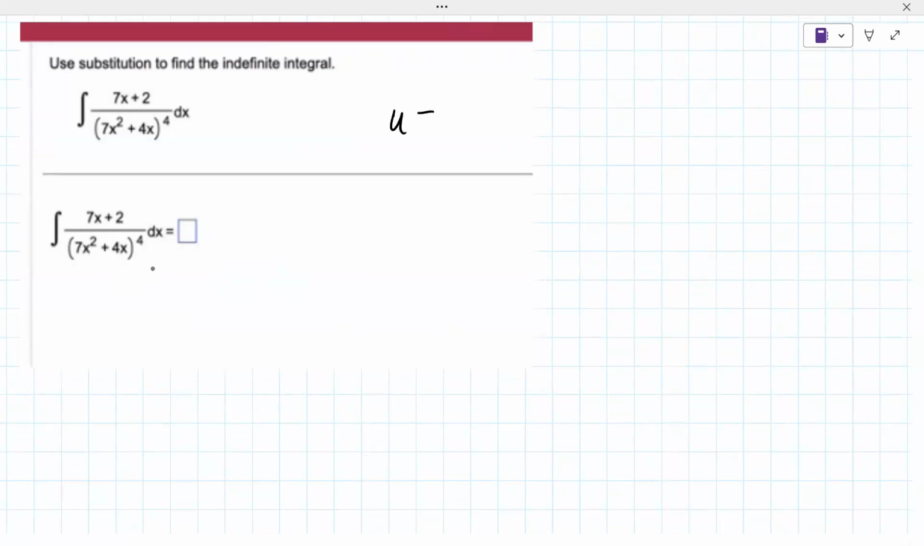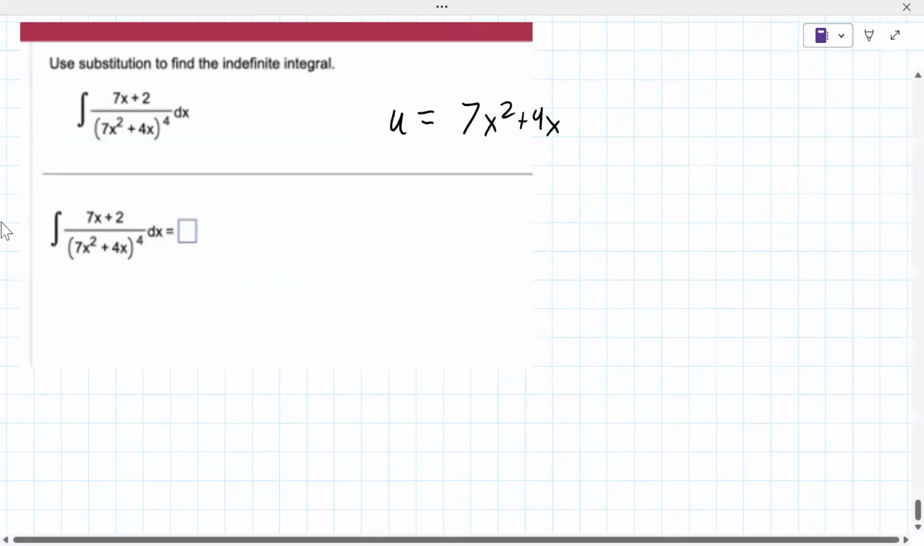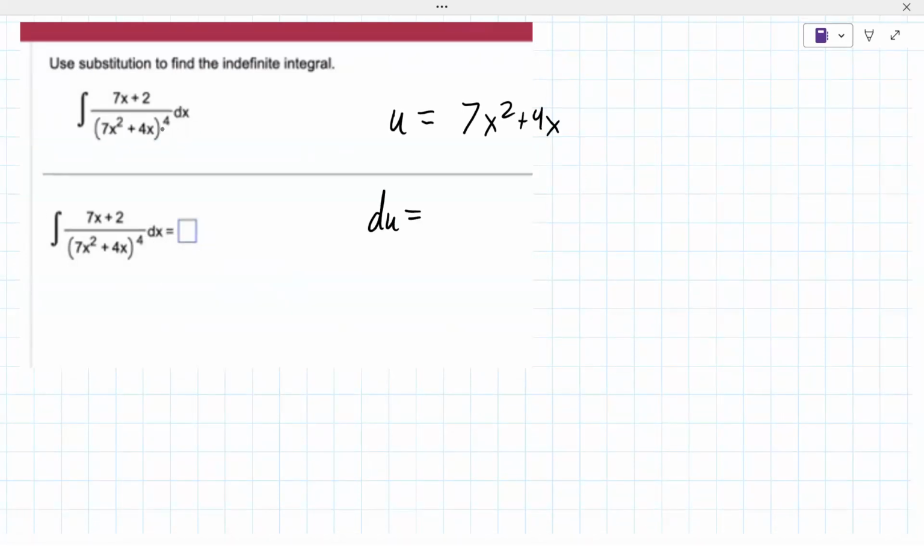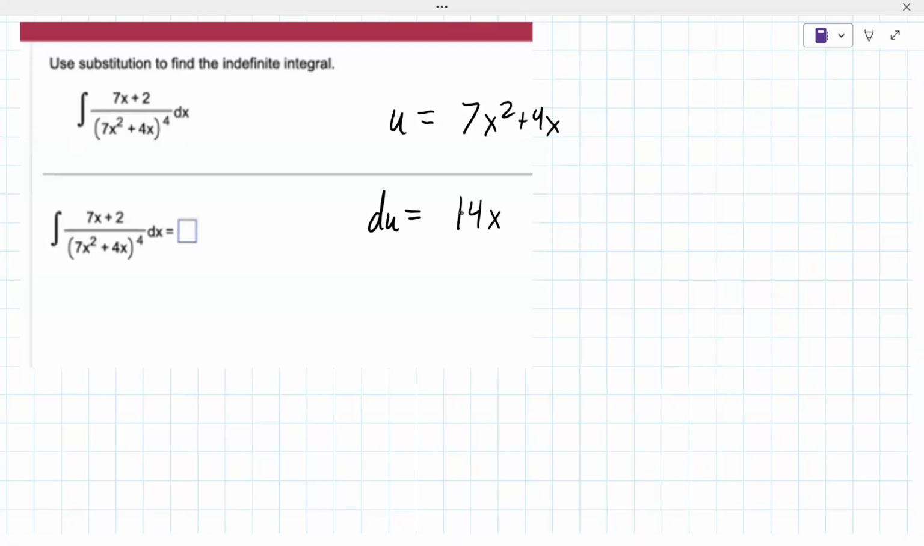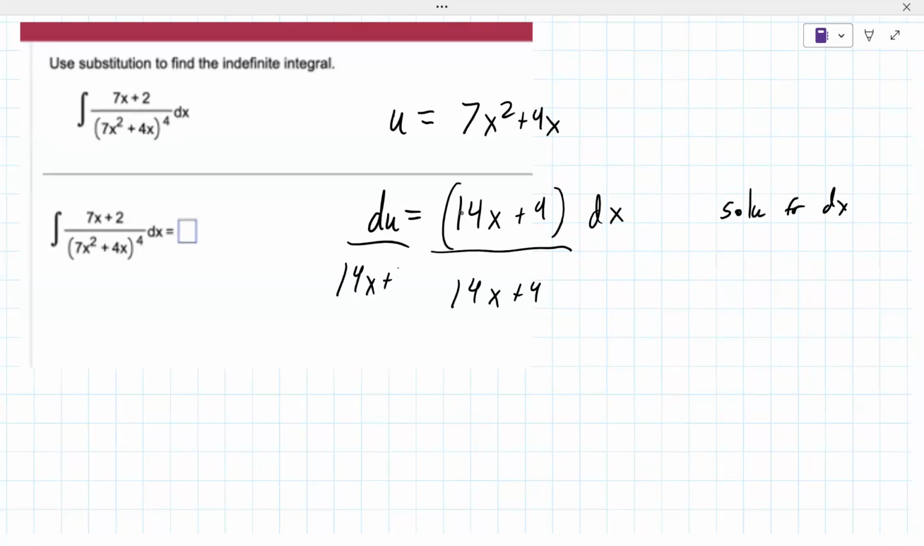So the u in this problem is 7x squared plus 4x. Notice that's the denominator without the exponent. Du, now we're going to take a derivative. This is old stuff you previously learned: 14x plus 4 times dx. Now you solve for dx, which just means you move this to the other side of the equation. So your dx is du divided by 14x plus 4.